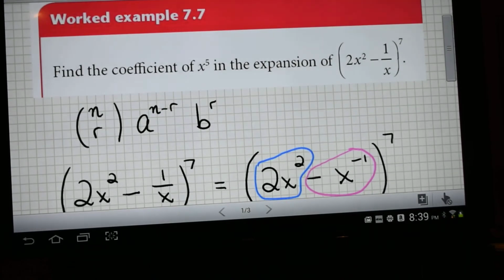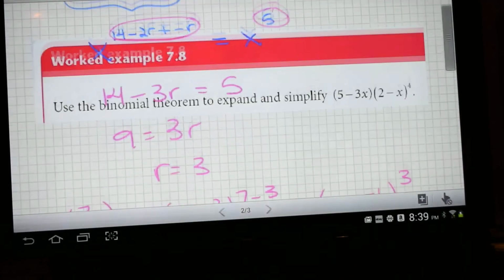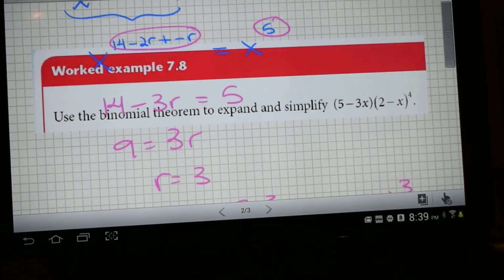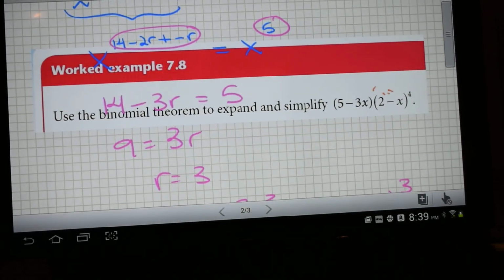And before I send the notes to you, I'm learning how to use this app better, but I'm going to figure out how to select this box and delete it. So I'll figure that out before I send them to you.